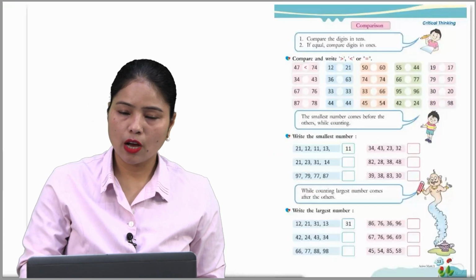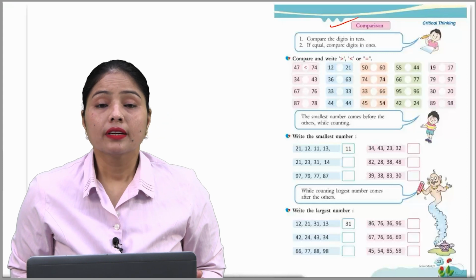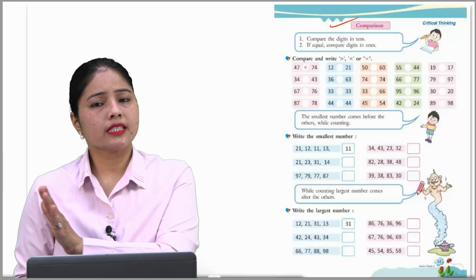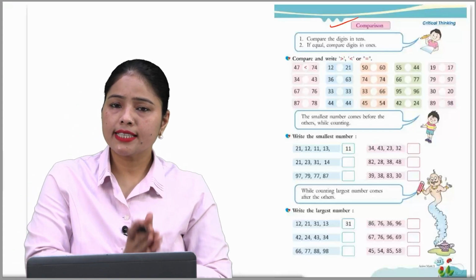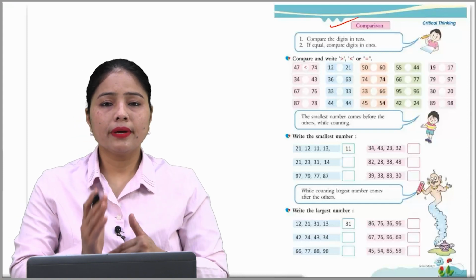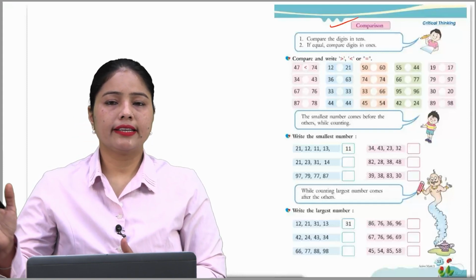This is very easy. Now next one is comparison. Compare the digits in tens. If equal, compare digits in ones. पहले आप क्या करोगे? Tens के digits को compare करोगे, then ones की place को. Okay, compare and write which one is smaller, greater and is equal to.